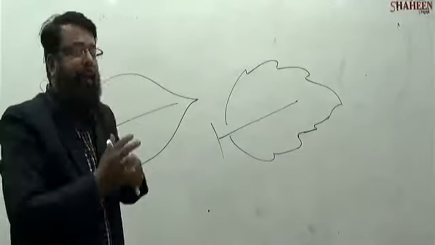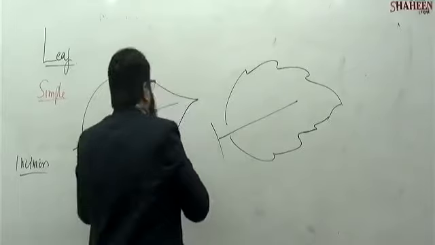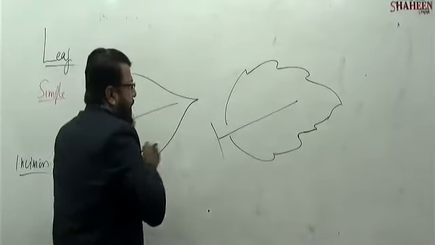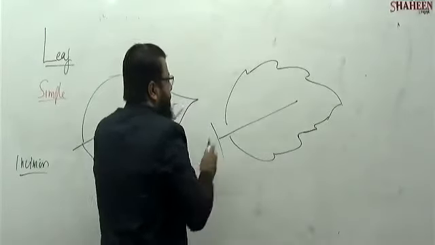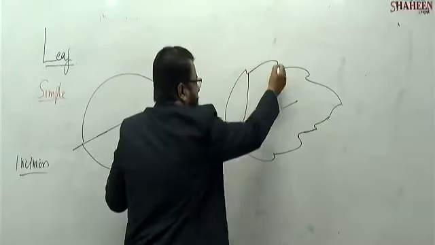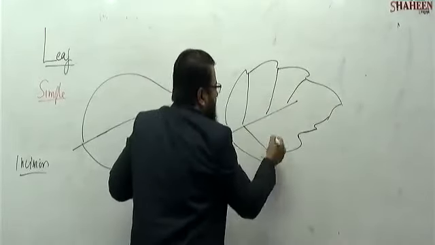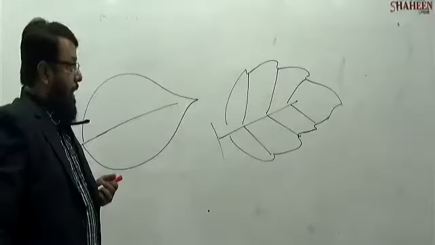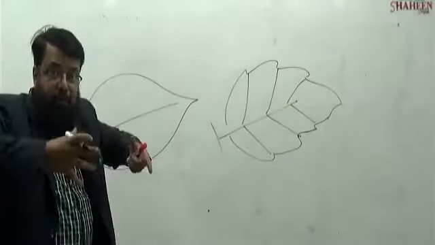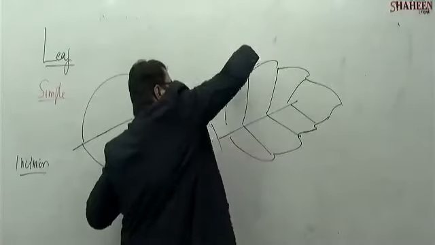Now what am I doing? Observe here. Now I am cutting this leaf. I have given a cut here. One cut, two cut, three cut from one side, and another three cuts from this side. Now observe, slowly I am showing. I have incised the leaf.